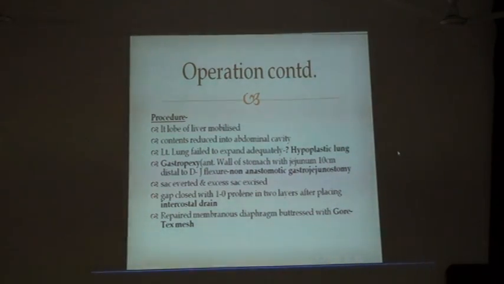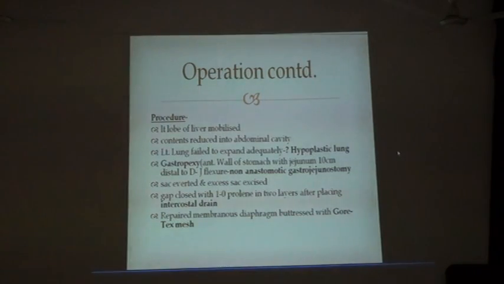At first, it was an upper midline incision. The left lobe of the liver was at first mobilized. The contents were reduced. The left lung here failed to expand adequately. There was a possibility of a hypoplastic lung in this case.